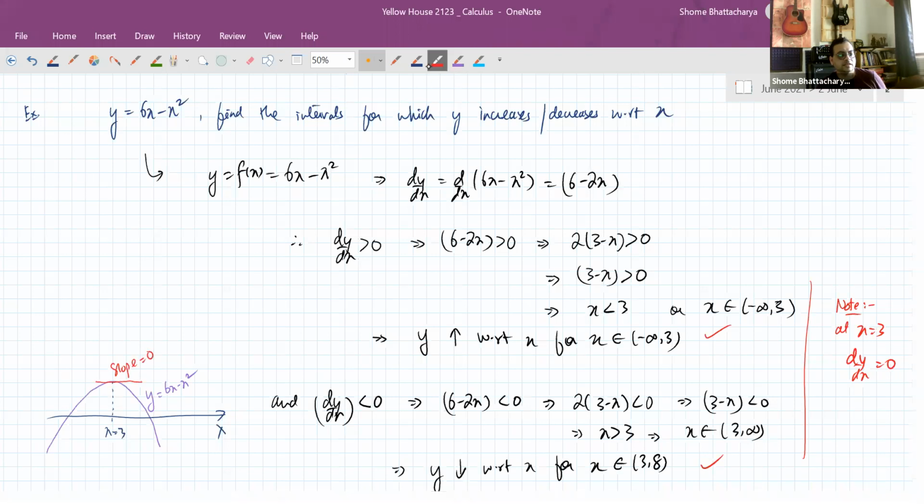The slope will be 0. But if I draw a tangent anywhere before that, it has a positive slope. I draw a tangent anywhere after that, it has a negative slope. So just go through this quickly and make a note of it if required.